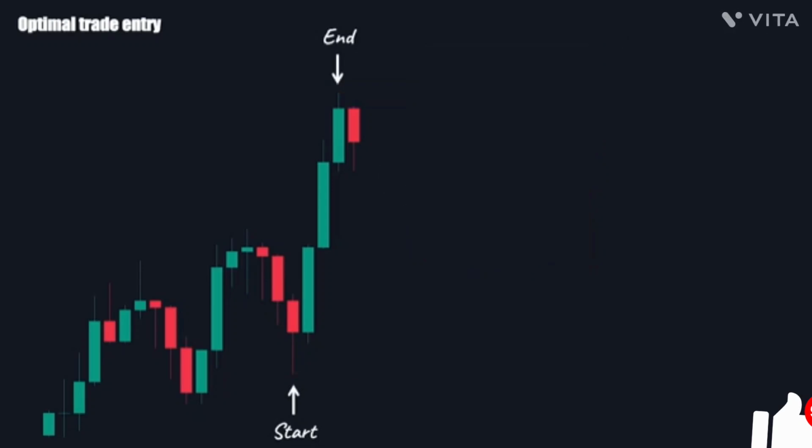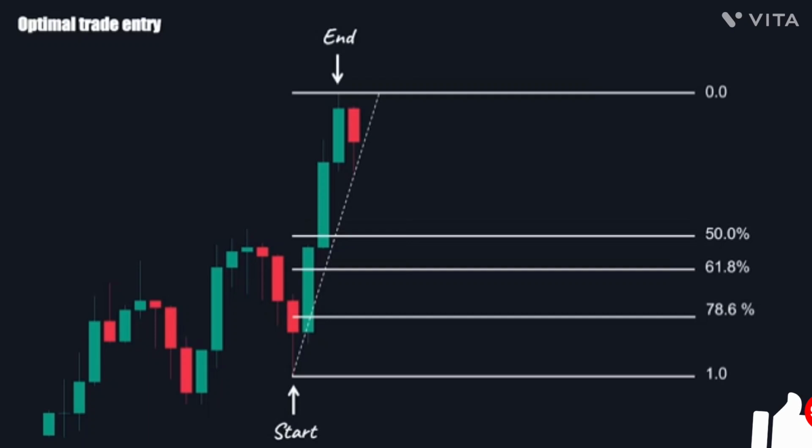This is where Fibonacci retracement levels come in. We apply this tool from the start of the impulsive wave to the end to define the correction range. When we do this, several retracement levels appear, each acting as a potential support zone.